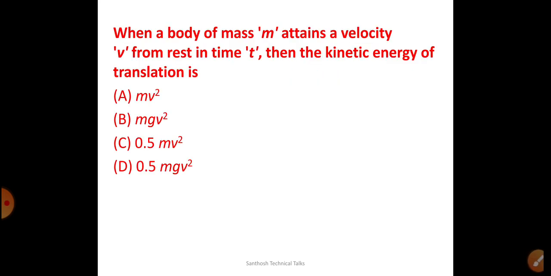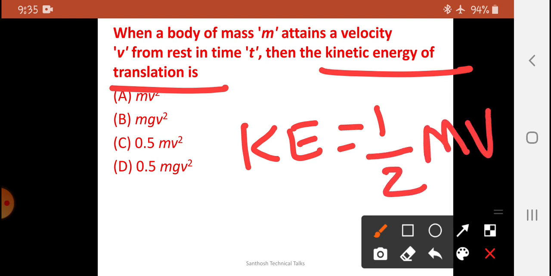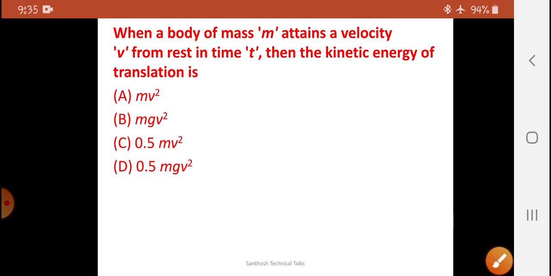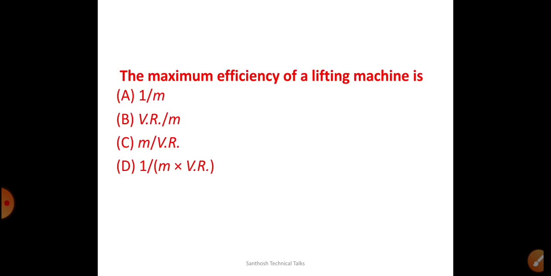And next, a very superb question. They are asking about the kinetic energy of translation when a body of mass m attains a velocity of v from rest in time t. So a body is moving at a certain velocity. What is then its kinetic energy? We know the formula for kinetic energy is (1/2) mv square, here written as 0.5 mv square. That's all, simple.